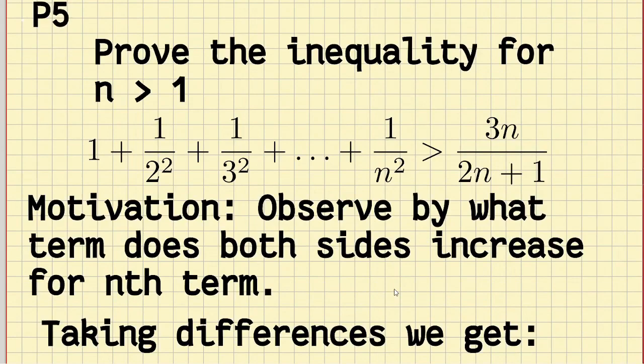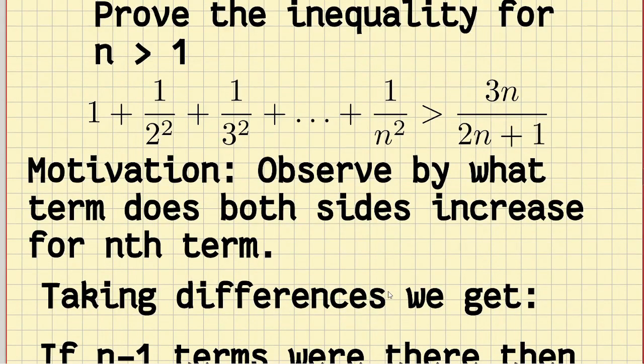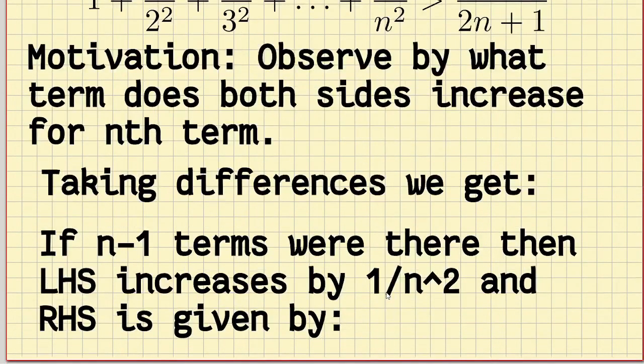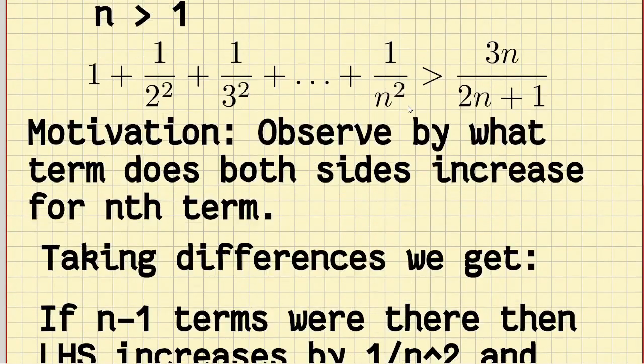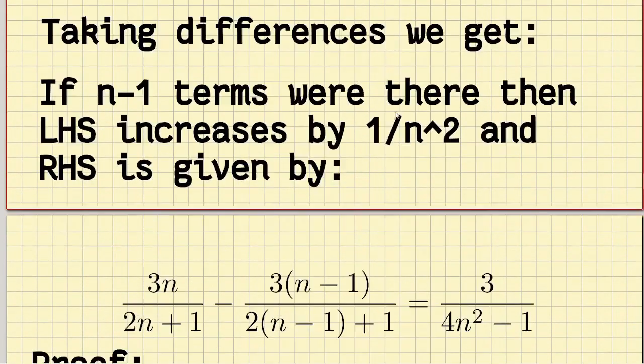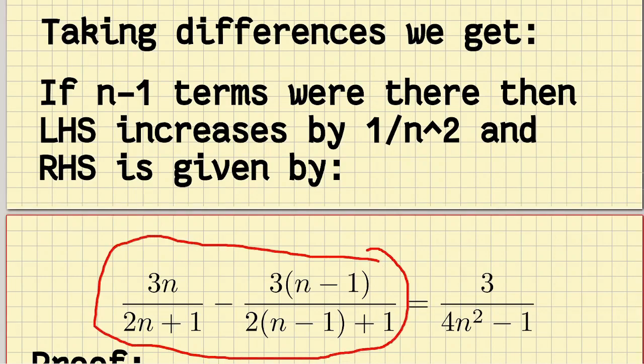So taking differences we get: if the n minus 1 term was there, the LHS increases by 1 over n square. On the RHS, if there was an n minus 1 term here, and if I add something, then I will get 1 over n square. It increases by 1 over n square, right? Hopefully it is clear to you. And then what we will do here is that there was a sum, and this one we will actually take the difference, right?